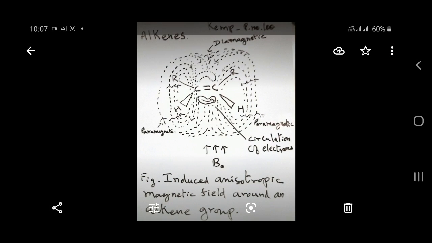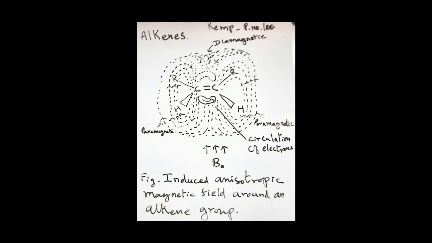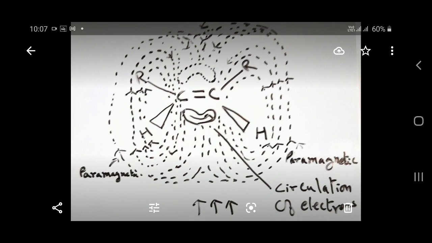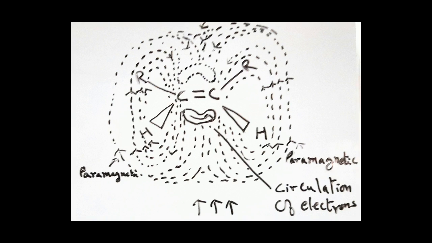First we saw the circulation of pi electrons in alkenes, or compounds containing a carbon-carbon double bond. This is the secondary magnetic field that is produced by the circulation of pi electrons when a molecule of ethylene is placed in a magnetic field.